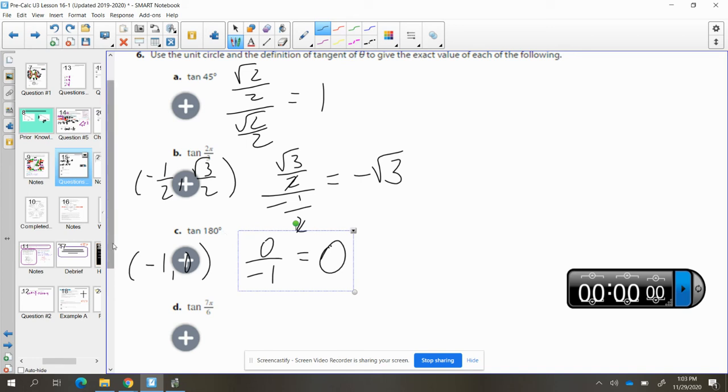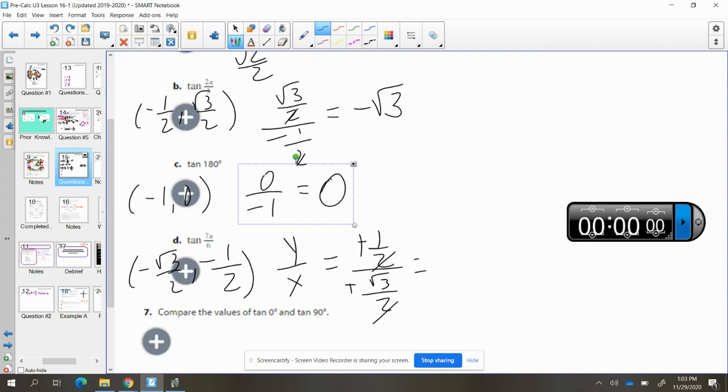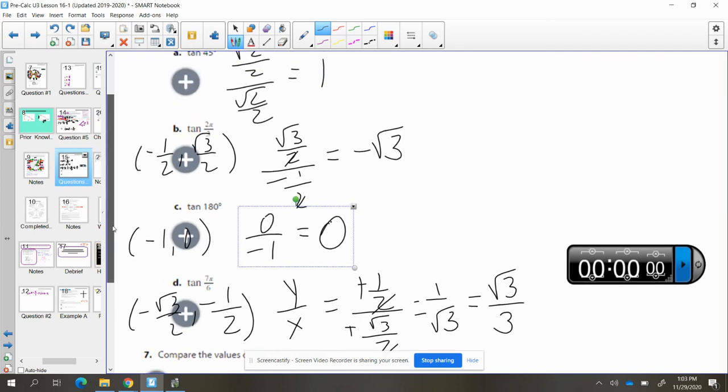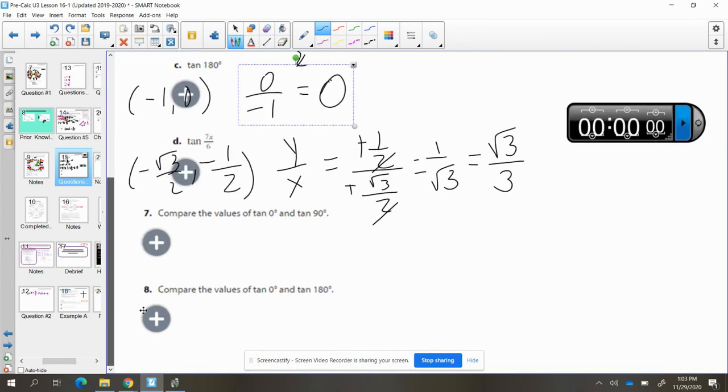And last but not least, at 7 pi over 6, you're located on the unit circle at negative square root of 3 over 2, negative 1/2. You're in quadrant 3. And then y divided by x, again, negative 1/2 divided by negative square root of 3 over 2. These cancel, so the denominators. And we know that we need to rationalize this to just be square root of 3 over 3. So very similar to what we saw with the unit circle values for x and y, the tangent values kind of come out to be the same, different forms of answers. 1, negative square root of 3, 0, square root of 3 over 3. You'll see these patterns occur.